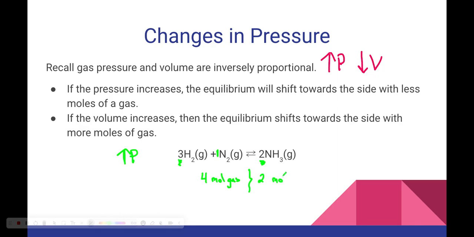So we have 2 moles of a gas there, right? So what happens is by increasing pressure, how does that shift the equilibrium? Well, we saw that the product side has fewer moles of gas. So the equilibrium for this reaction is going to shift to the products, okay?